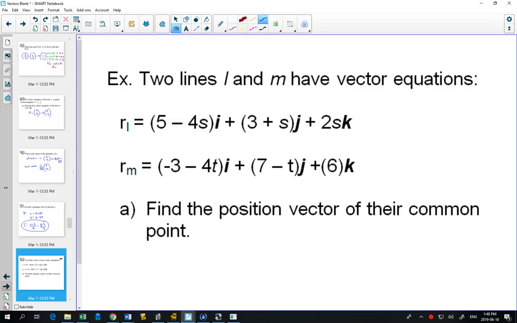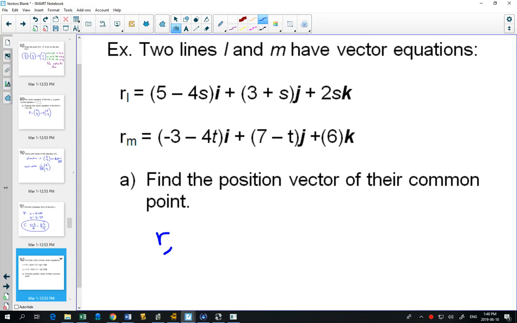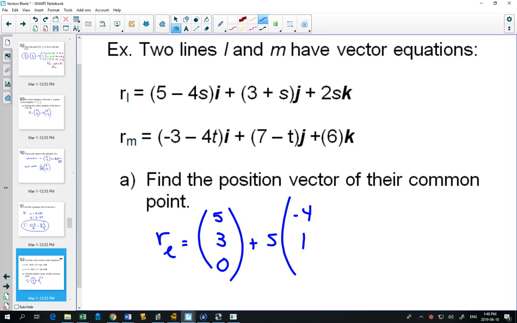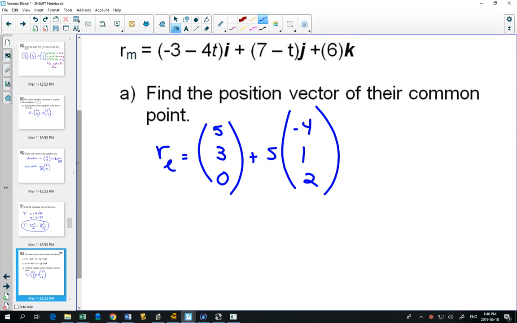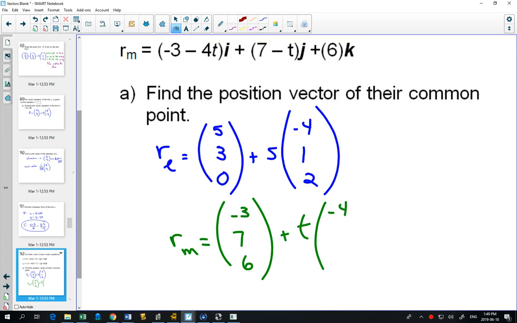I can rewrite equation L. I know it's going to have the point 5, 3, and 0 plus s, and it's going to have negative 4, 1, and 2. And I can rewrite the equation M. I know it has the point negative 3, 7, and 6. And negative 4, negative 1, and there's no t's in the last one, so 0.